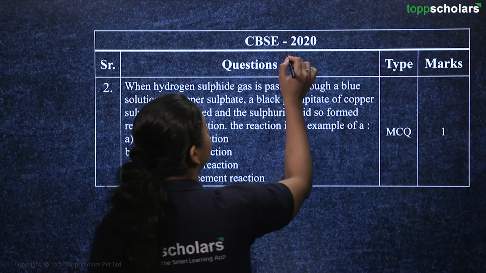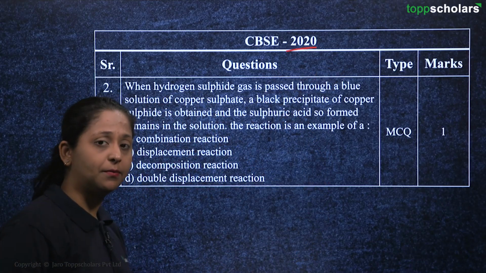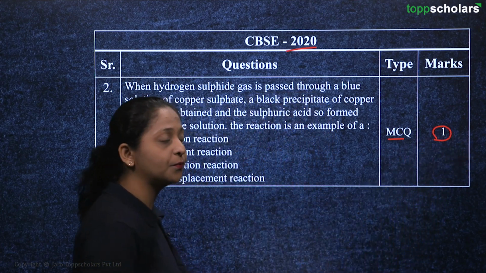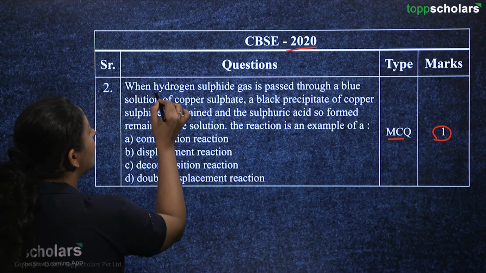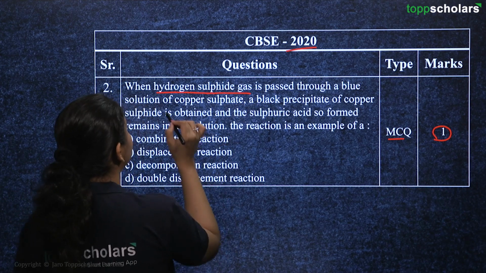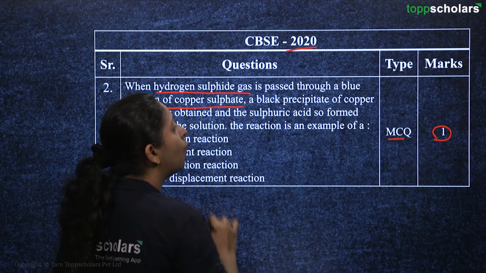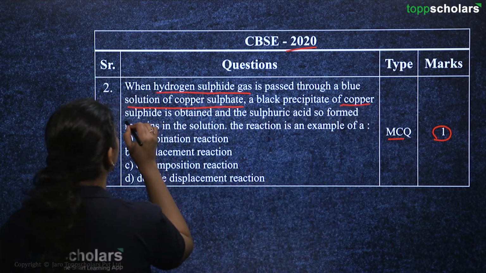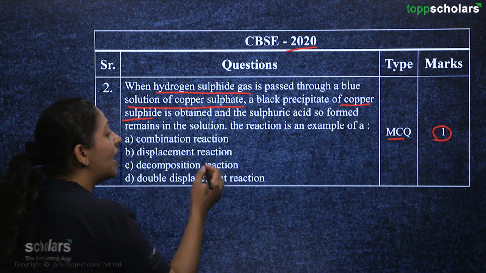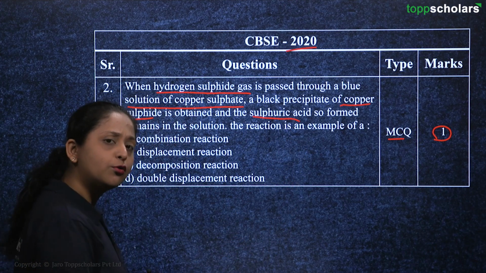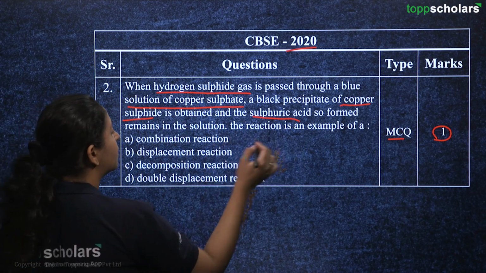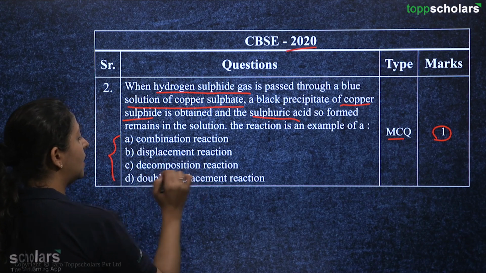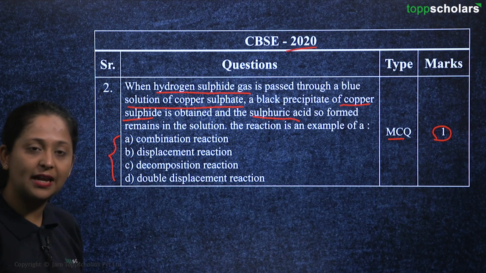Next is again from the CBSE year 2020 paper. This is again one multiple choice question holding 1 mark for you. The question says, when hydrogen sulfide gas is passed through a blue solution of copper sulfate, a black precipitate of copper sulfide is produced and sulfuric acid is also formed. The reaction is an example of combination, displacement, decomposition or double displacement reaction.